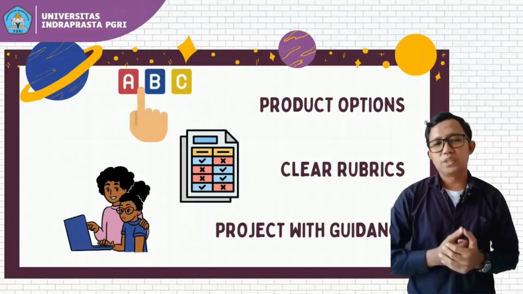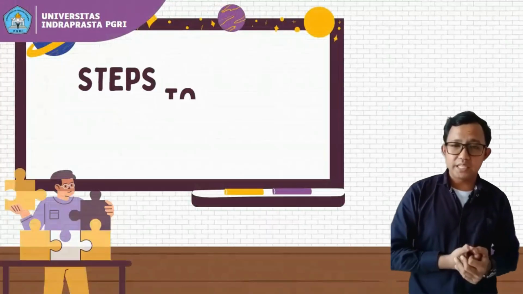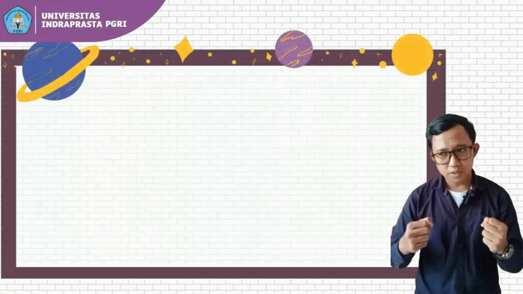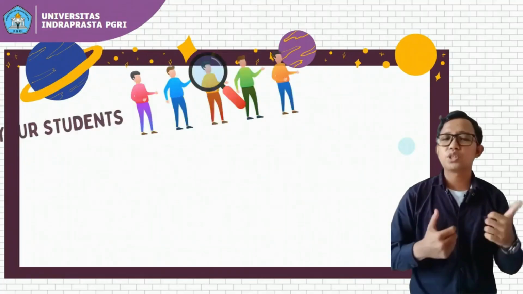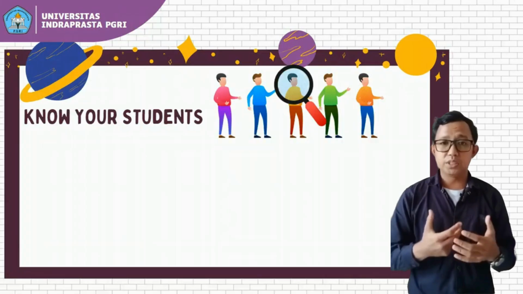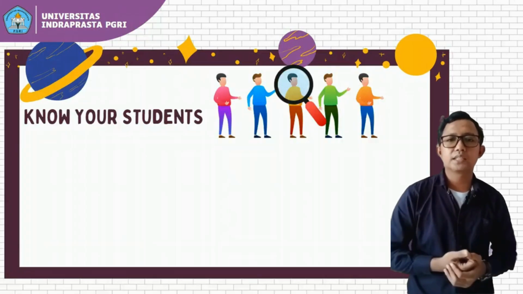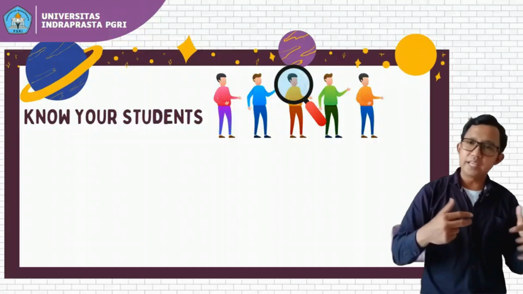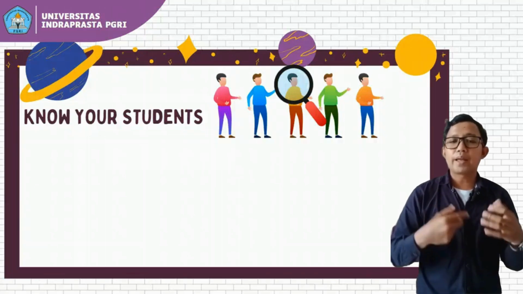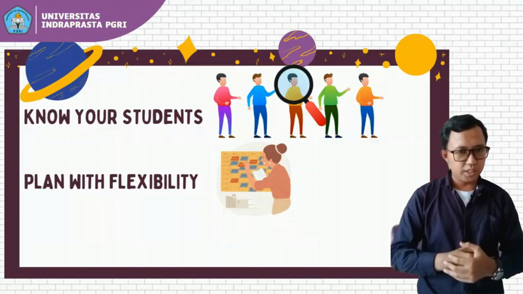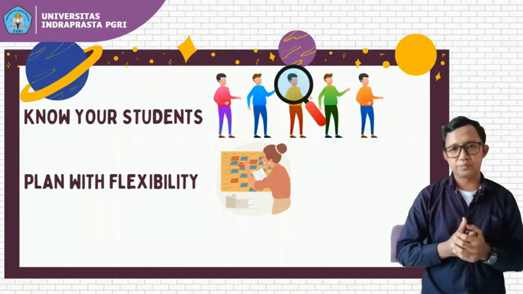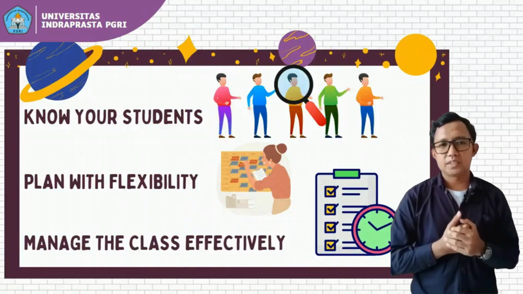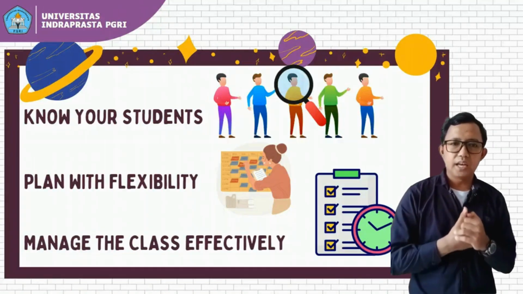Okay, now let's move to the steps of how to apply differentiated learning. The first thing we have to do is know the students. That doesn't mean we just know their names, but we recognize their learning profile. Use assessments, surveys, and daily observation. Second, plan with flexibility. Prepare materials and strategies for various levels. And the third one is manage the class effectively. So we have to set routines and expectations.